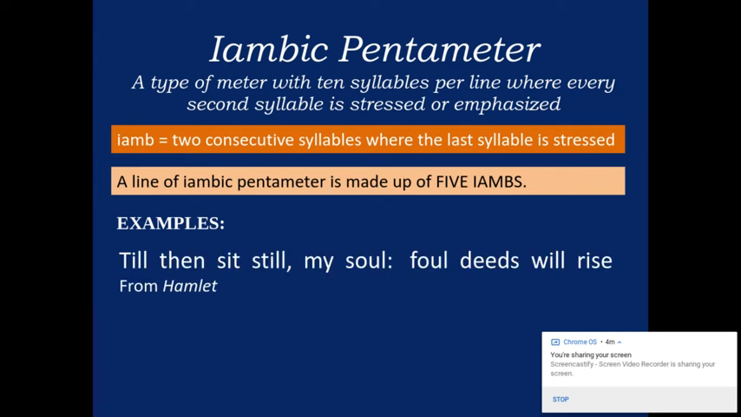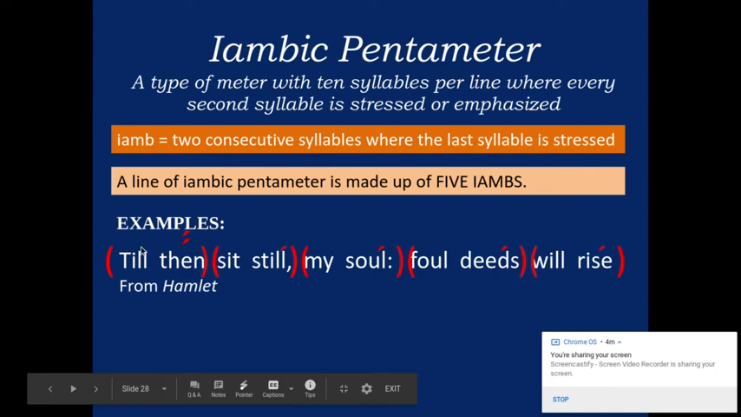Okay, so here's an example. This has 10 syllables in this line, and it's going to be unstressed, stressed. Till then, sit still, my soul. Foul deeds will rise. Okay, so let's break that down a little bit more. You ready? This is our first part of this. Now it's 1, 2, 3, 4. Notice that's 5. So that's what this pattern is. There's 5 different sets. This mark right here is showing that it's stressed. This syllable is not stressed. Till then.